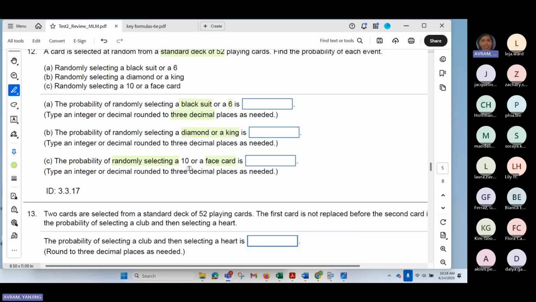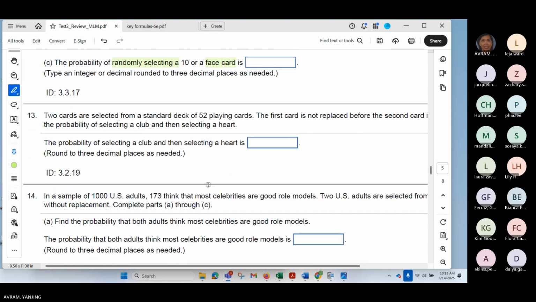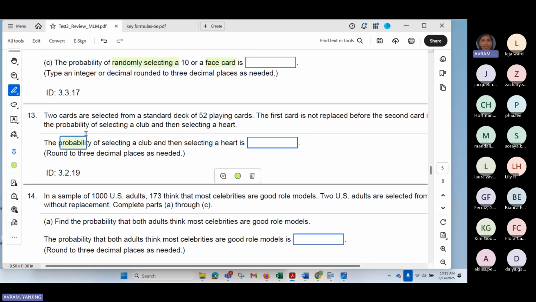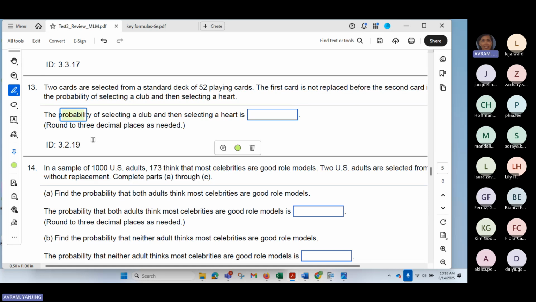So that's how you do this one, because 10 and face card do not have an overlap. If you don't have an overlap, that means they are mutually exclusive, right? Mutually exclusive, you just add them together. Okay, this one is finding the probability. So what's different about finding the probability? That means you have to divide by the total. If you want a probability, you need to divide by the total in here.